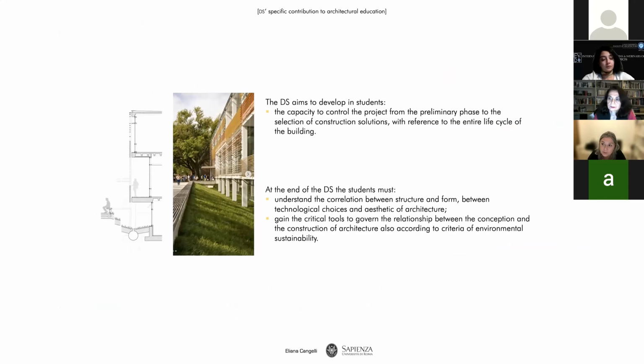The design studio in technological design at the 3rd year aims to develop in students the capacity to control the project from the preliminary phase to the selection of construction solutions. At the end of the design studio, the students must understand the correlation between structure and form, between technological choices and aesthetics of architecture.